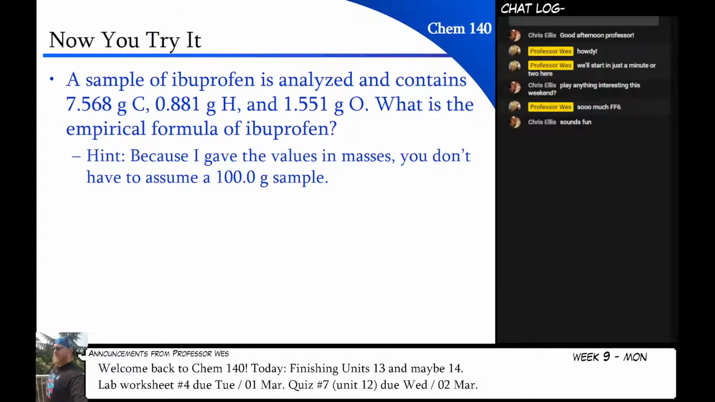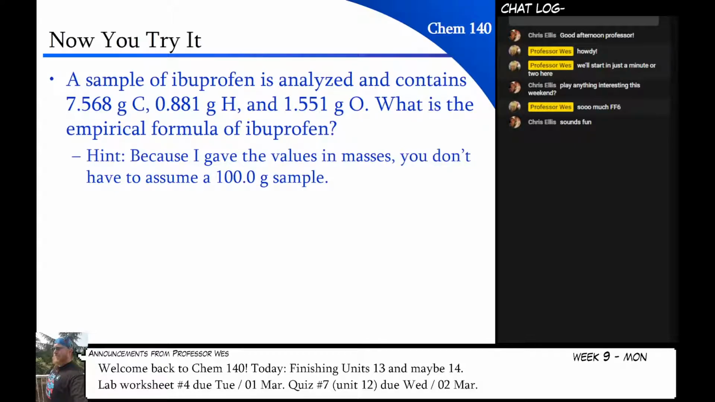On the screen as a warm-up, I'm going to give you this problem. I don't believe that we did this ibuprofen problem because my little bookmark wasn't set to this page. But as a refresher on what we did last week, I want you to tell me the empirical formula of ibuprofen using this data. We were doing mass percentages last week. In this case, I've already given you masses, so you do not need to assume a 100-gram sample.